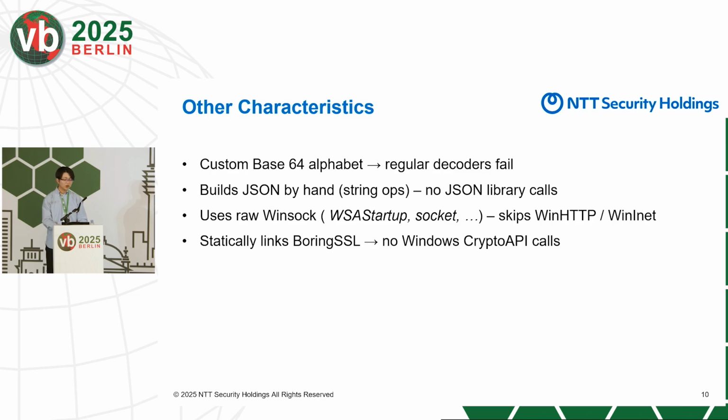Third, all traffic uses raw WinSock. By skipping WinHTTP and WinInet, the malware avoids proxy config and some API hooks. Last, the binary links BoringSSL statically. All crypto runs inside the malware, so Windows crypto API calls never show up. Each trick is very simple, but together they delay both automated tools and human analysts. We must watch the network, the endpoint, and even process memory to catch ECHidna.